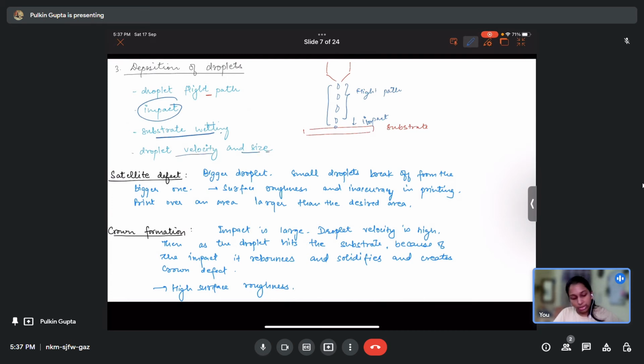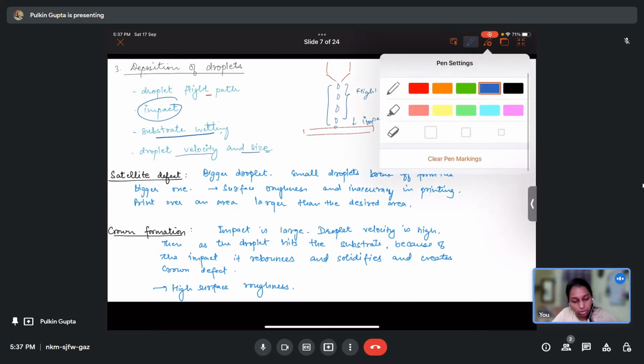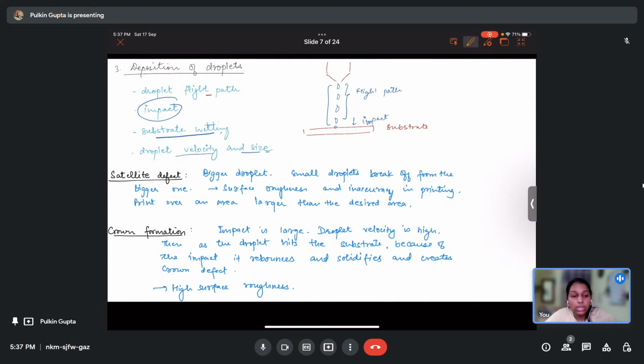So we have two major defects that are associated with this droplet deposition, and first is the satellite defect. In this satellite defect, when you have a big droplet, small droplets break off from the bigger one. They just splash and then these small droplets deposit here and there, creating surface roughness and inaccuracy. Suppose you had this bigger droplet. Now there are certain smaller droplets and they will now deposit. So this is your bigger droplet and these are your smaller droplets which have deposited on it. So this will induce surface roughness. These small ones are called satellites of this bigger droplet.